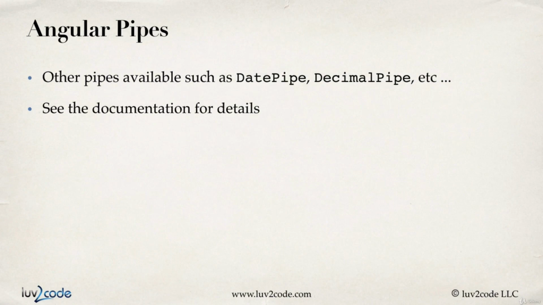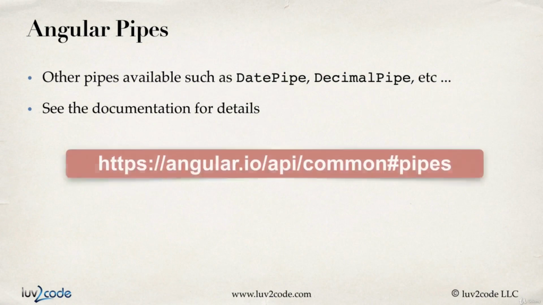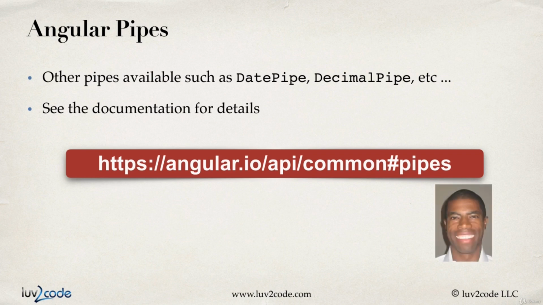There are other pipes available such as date pipe, decimal pipe, and so on. You can see the documentation for details using a link here on the slide. Okay, so this all looks really good. Let's go ahead and move into our IDE and let's write the code.